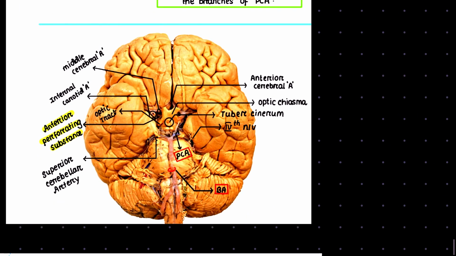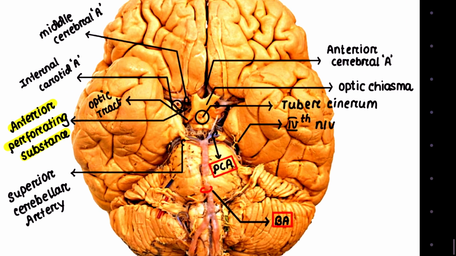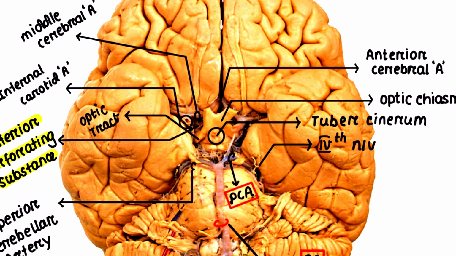Okay, now without delay, let's move toward this diagram. In this diagram we will be clearer about the anterior perforating substance, and in this region we have the posterior perforating substance also. Now I would like to take you toward this diagram. Don't mug up much. In this diagram, the same story again.